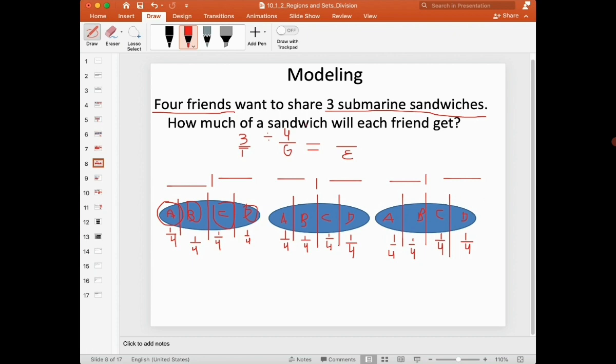So when you look at how much of the sandwich each friend can get, friend A can get 1/4, friend A can get another 4th, friend A can get another 4th, so that's 1/4, 2/4, 3/4. So that means that each friend can have 3/4 of the sandwich. Notice it's going to be the same thing. Friend B gets 1/4, 2/4, 3/4. Friend C gets 1/4, 2/4, 3/4. Friend D gets 1/4, 2/4, 3/4. So each friend gets 3/4.